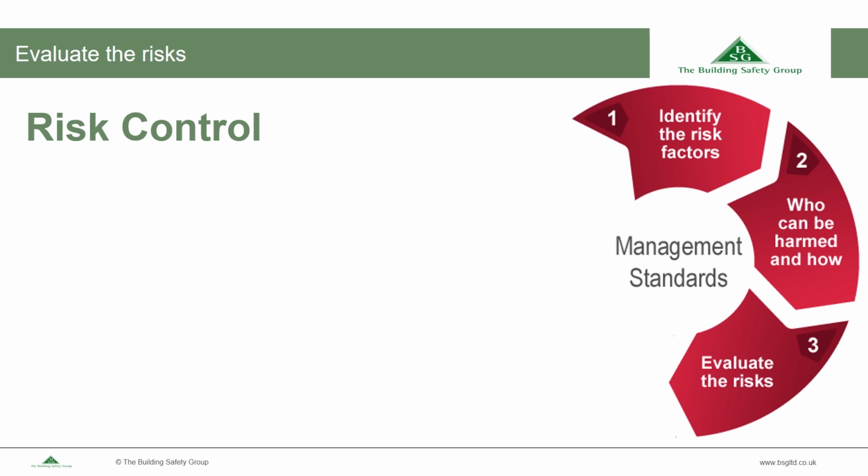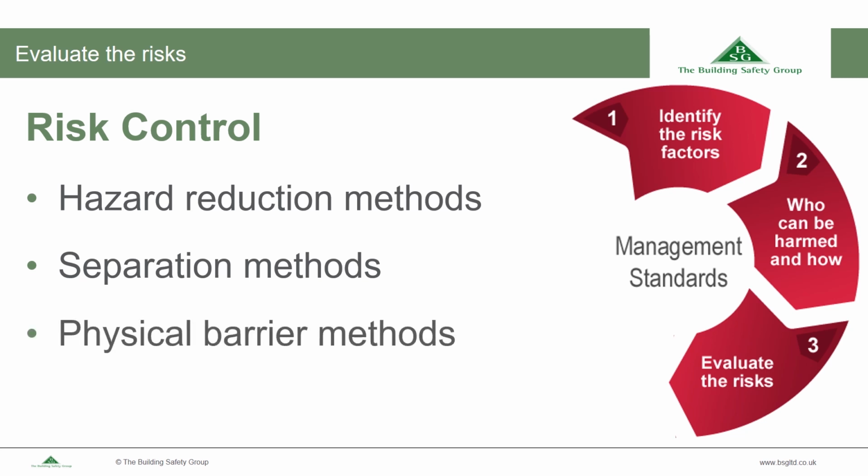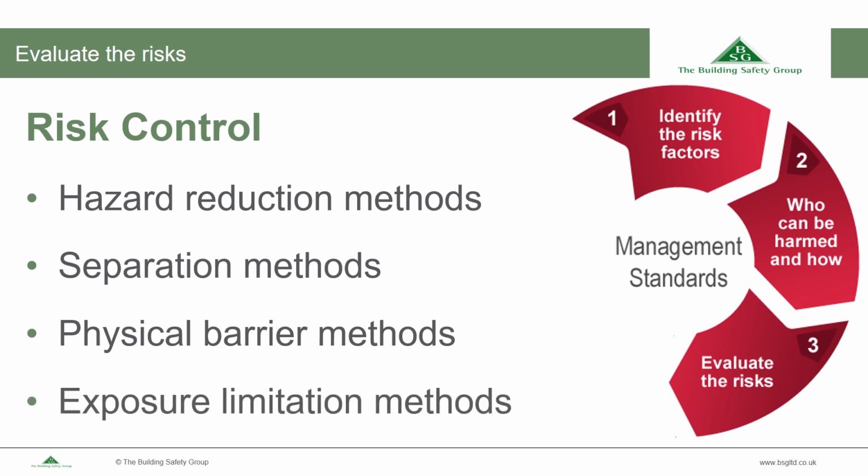Most risk control measures tend to adopt one or more of the following: hazard reduction methods, eliminating the hazard, substituting it for something less hazardous, or redesigning a process, etc. Separation methods, height, distance and remote locations, for instance. Physical barrier methods, placing barriers, fences or guards around the hazard, around the person or around the location. Exposure limitation methods, reducing the number of people exposed to the hazard or the time individuals are exposed to it.